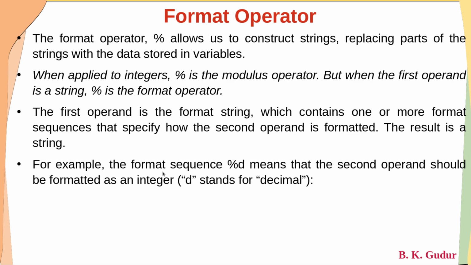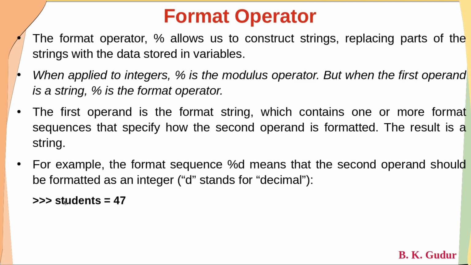For example, the format sequence %d means that the second operand should be formatted as an integer. Here %d, d stands for decimal, which tells that the second operand should be formatted as an integer. This is the first operand, and this is a format sequence. %d is called a format sequence. % is the format operator. This operator is telling that the second operand should be converted to an integer.